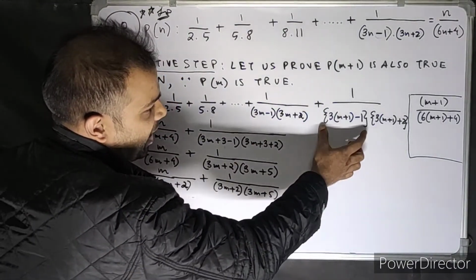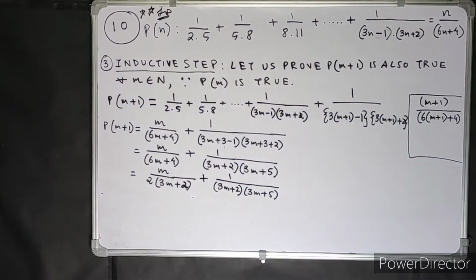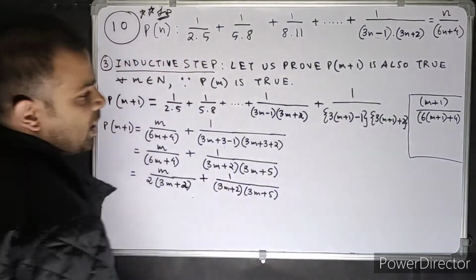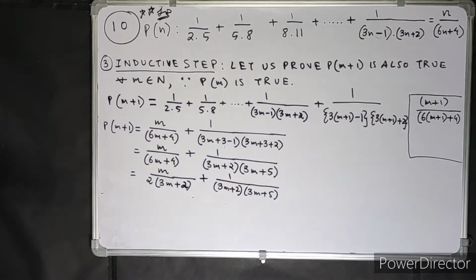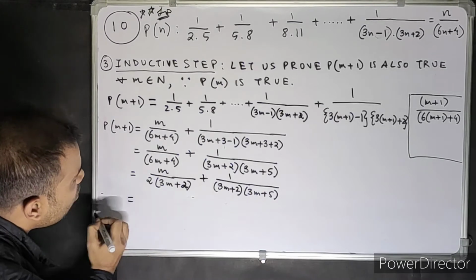This is the second part. I have put 2 different brackets just to make them look different. That's all. You can put the same bracket, okay? Doesn't matter. Bracket, you don't have to worry about. So from here, what can I do?